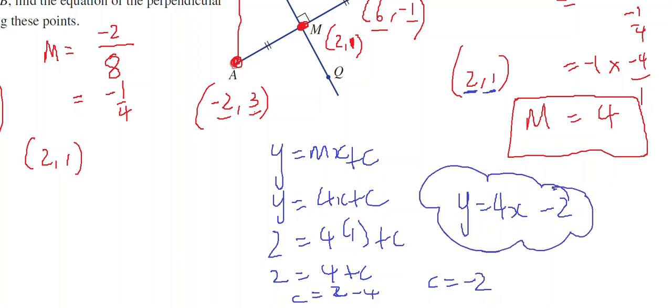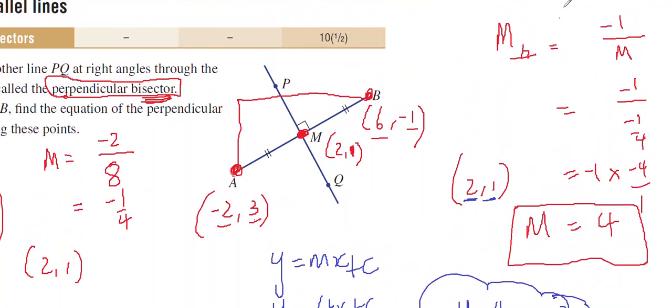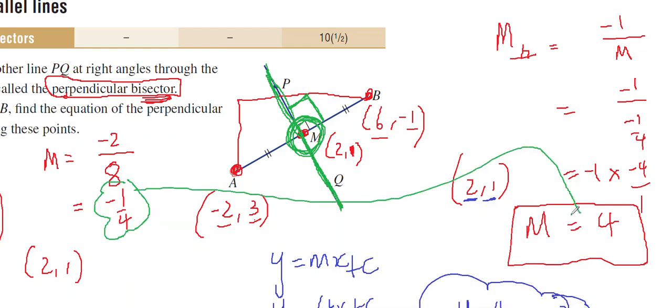So the equation of the perpendicular bisector, this line here, goes through the midpoint and has a gradient that is at right angles. So therefore, if my gradient was -1/4, it's going to have a gradient of 4. And it will go through the same point M, therefore it's going to go through the point 2, 1.